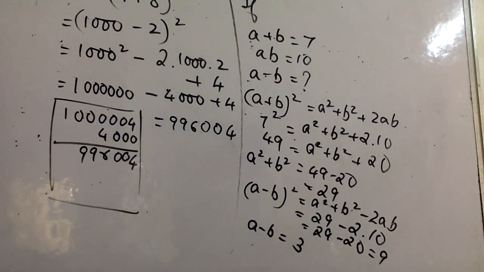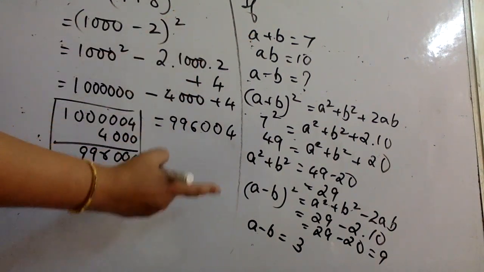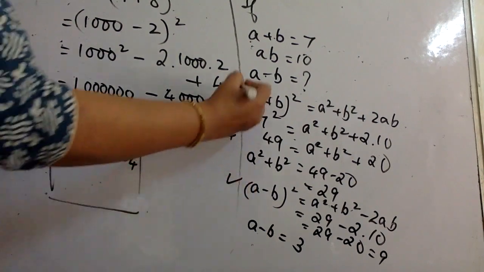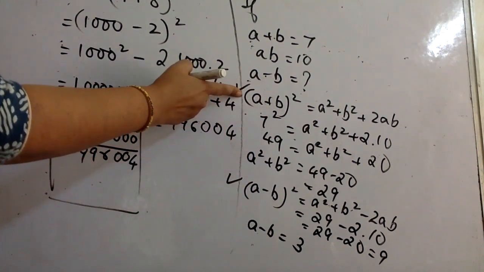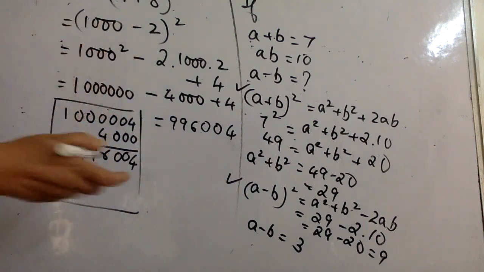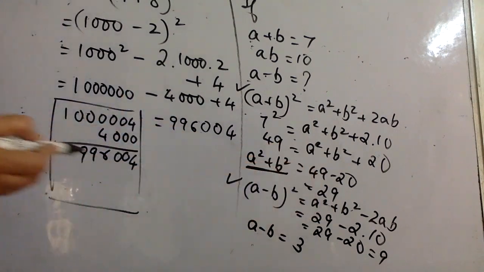Okay, so this is how we got our value. When a plus b was given, a minus b we found. So what did we do? We used the identity twice. See here, once we used a plus b whole square, once we used a minus b whole square. From the first a plus b whole square, this we got to substitute in the other one.